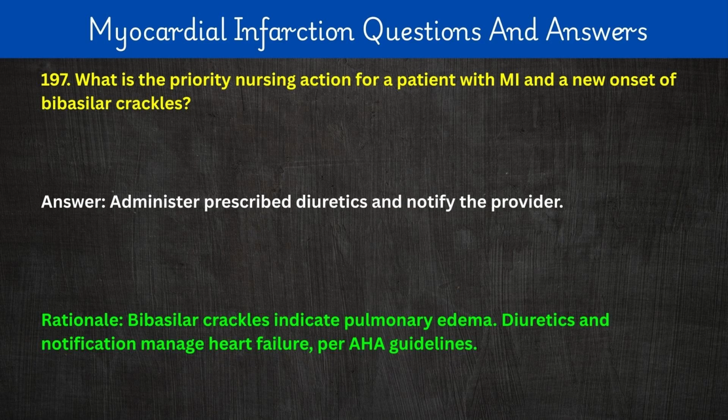197. What is the priority nursing action for a patient with MI and a new onset of bibasilar crackles? Answer: Administer prescribed diuretics and notify the provider. Rationale: Bibasilar crackles indicate pulmonary edema. Diuretics and notification manage heart failure, per AHA guidelines.